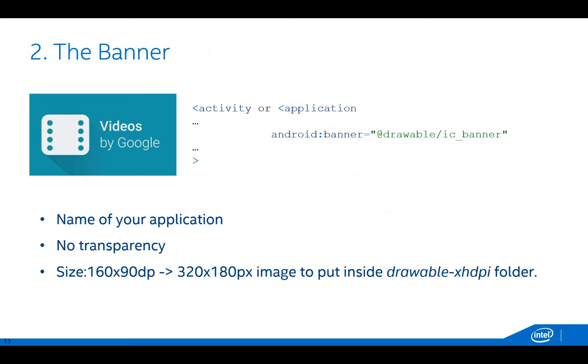About the banner, as I mentioned before, the banner is how your application looks. So you have to add the banner included in there. If you've seen the Windows 8 tiles, it's just like the Windows 8 tiles. It basically has the width of our application, no transparency, and the size is between those two. And you have to put it inside the row and change the character folder.